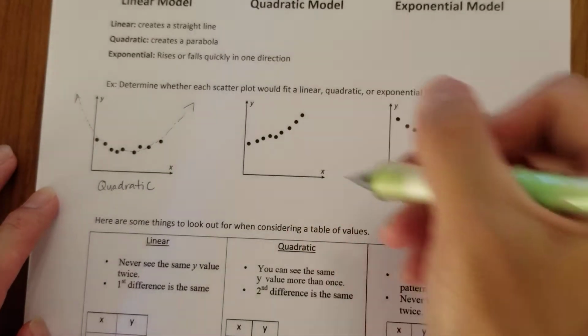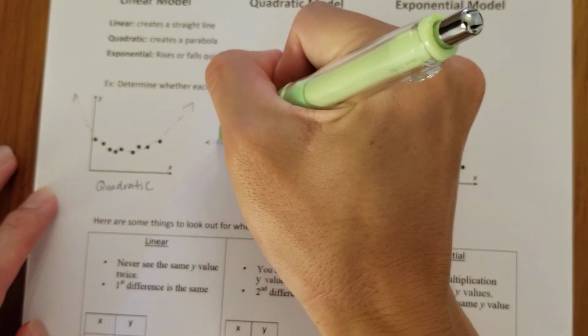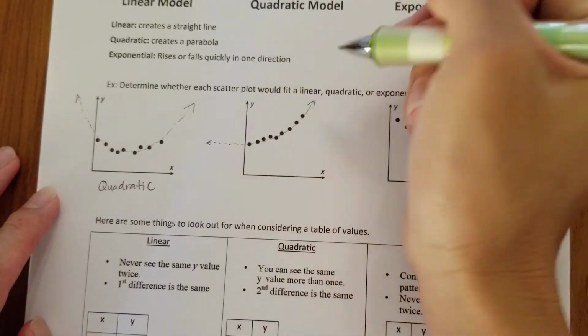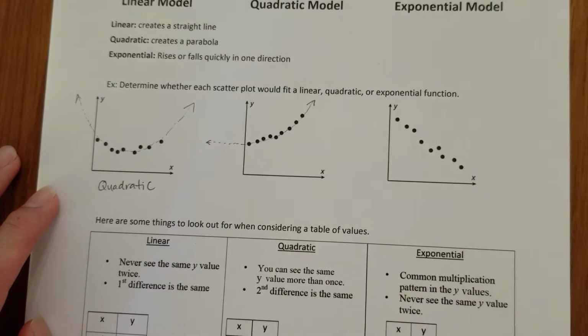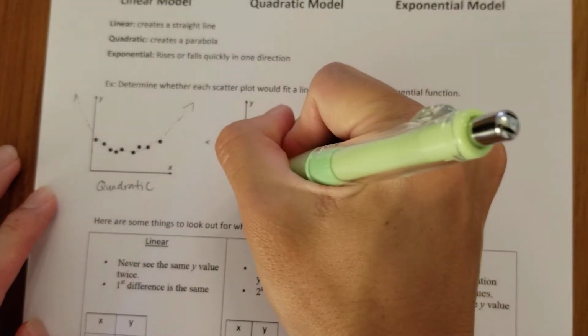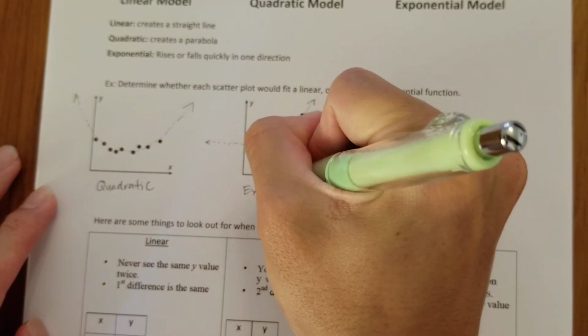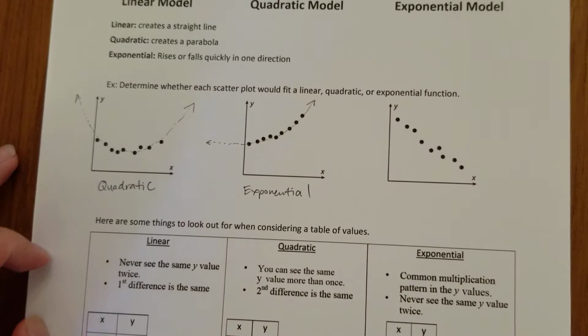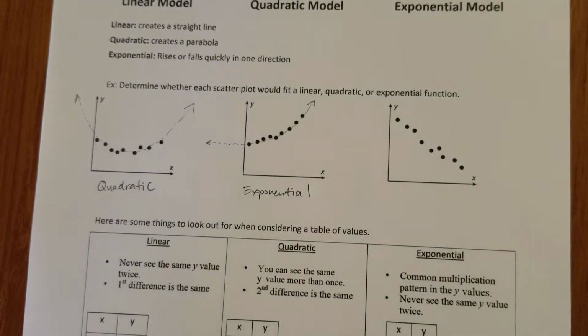It just kind of looks like it's going somewhere and then it goes back up here. And this one, although it looks linear, it's actually more curved. So this would represent an exponential function.